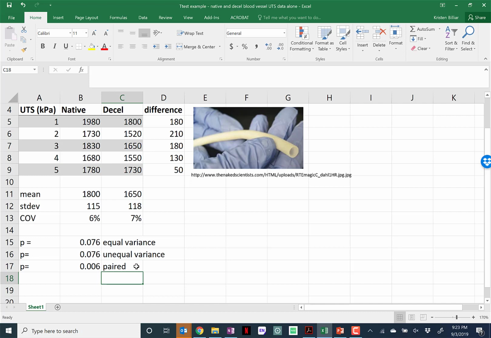So a paired t-test, if you have consistent differences, you're much more likely to get statistical significance. It also gives you a much higher power, which I don't have time to talk about in this video. I'll do a different video for that. But you can only do paired when there's actually a way of pairing the samples, such as before or after, or two specimens from the same sample.